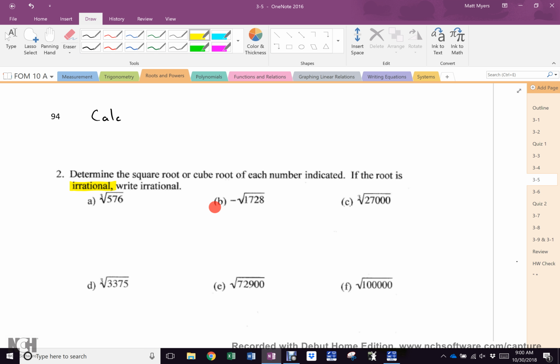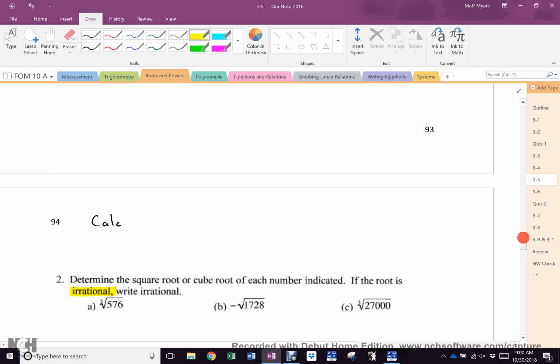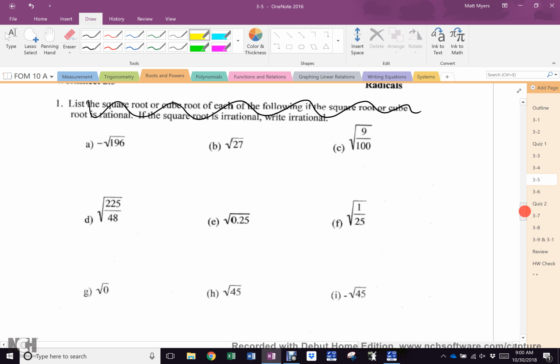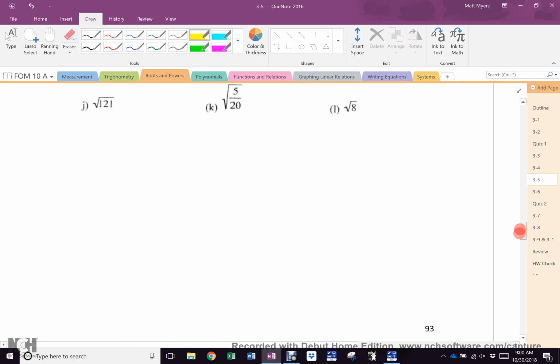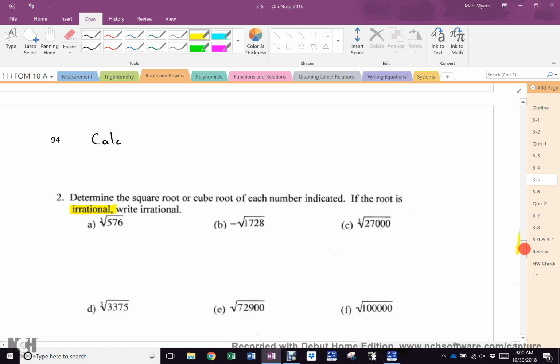Because pretty soon, you're not going to touch your calculator to do these, because you're not going to have any irrational answers. Everybody cool? That's step 2. So that's not a lot of work today, right? It's doing what we just did in our notes, and then it's all calculator.